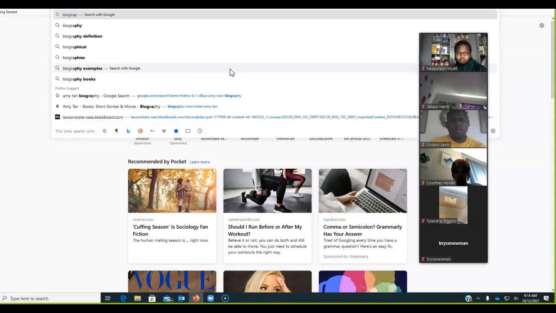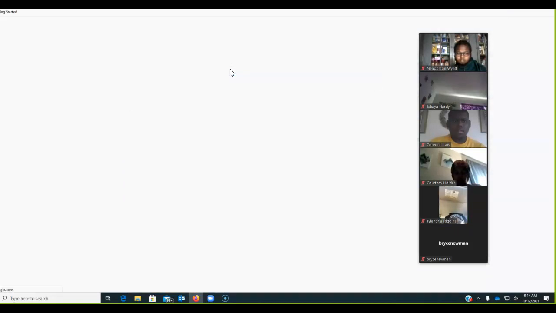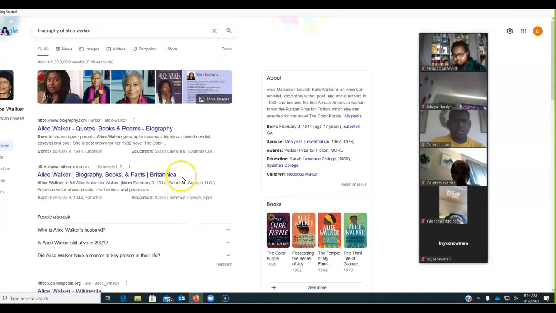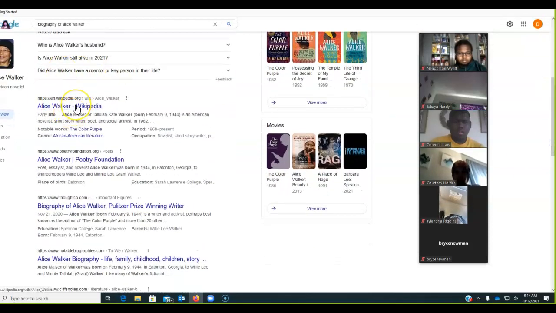Well, that would be the good Alice Walker. We'll start with her. So we have biography.com, and I'm going to take a look at that. What's Britannica, though? It's an encyclopedia, so we're going to try to skip the encyclopedias if we can. We're definitely going to skip Wikipedia. What's Wikipedia?